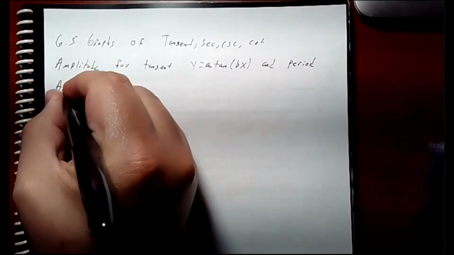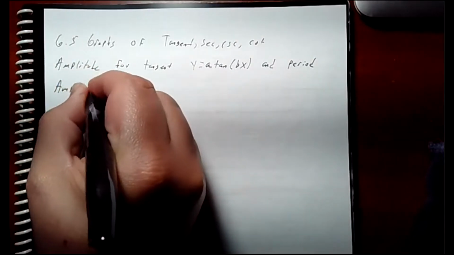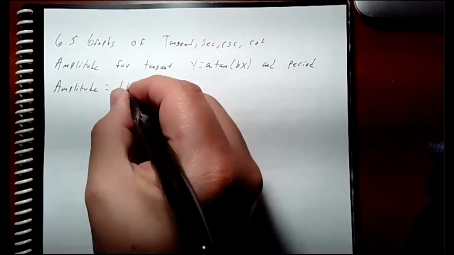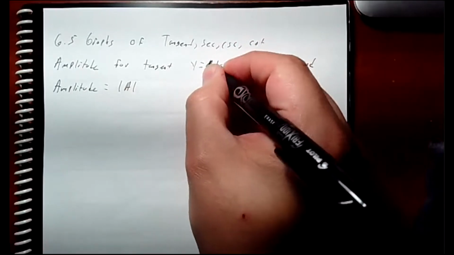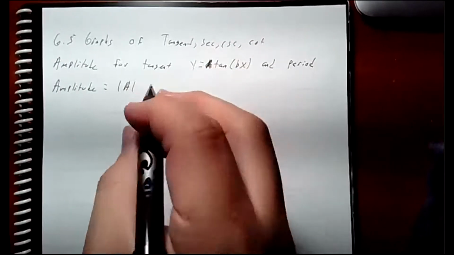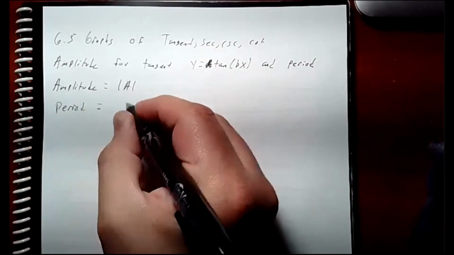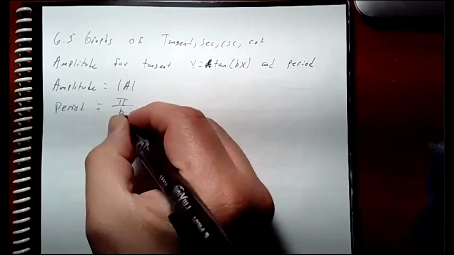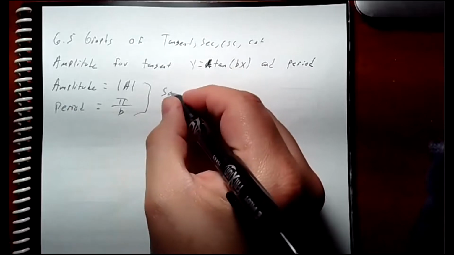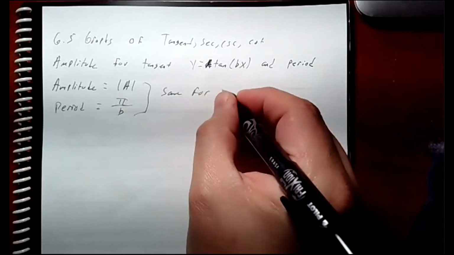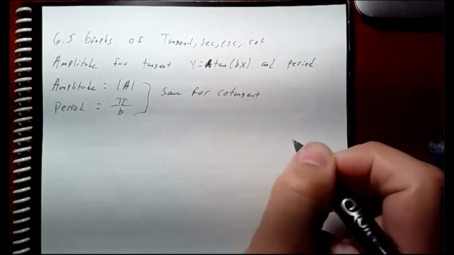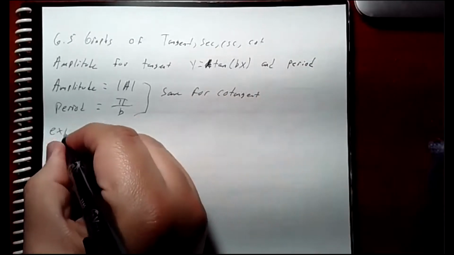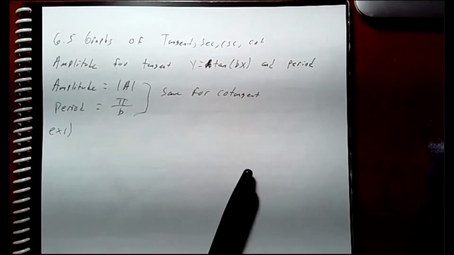So amplitude is equal to the absolute value of A. I meant to put a capital A there. Period is equal to pi over B. So this period is different. So this will be the same for cotangent. Same rules. So example 1, let's go look at the homework again.